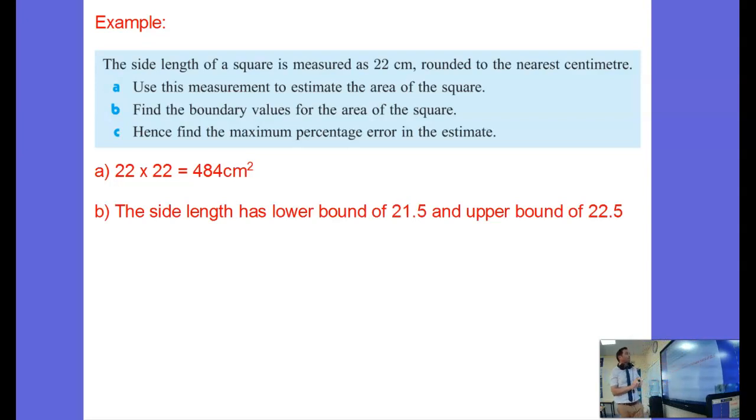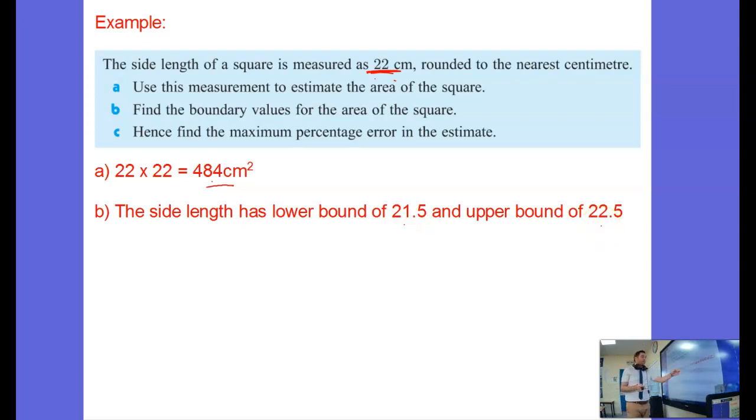Now find the boundary values for the area of the square. Well, it's not just find the upper and lower bound for this number. What you've got to do is find the upper and lower bound for our initial rounded value. So the side length is going to be between 21.5 and 22.5. If it's rounded to the nearest centimetre, that's the minimum it could have been, that's the maximum.